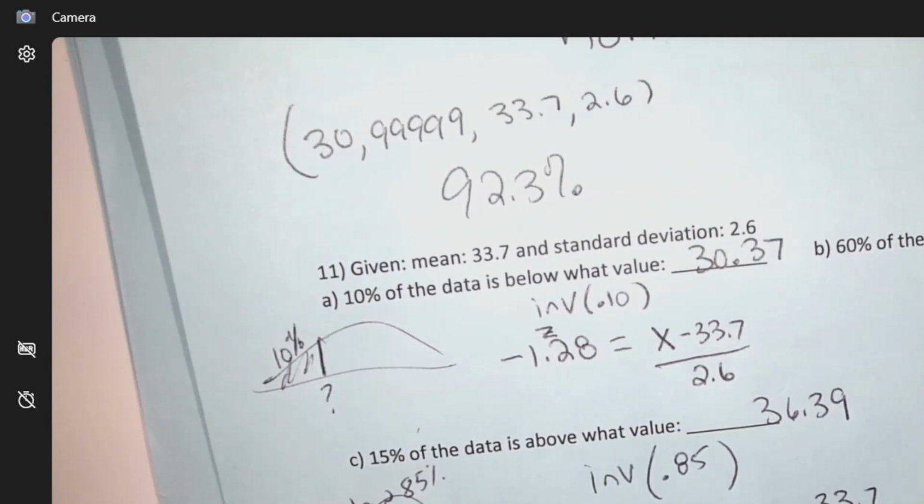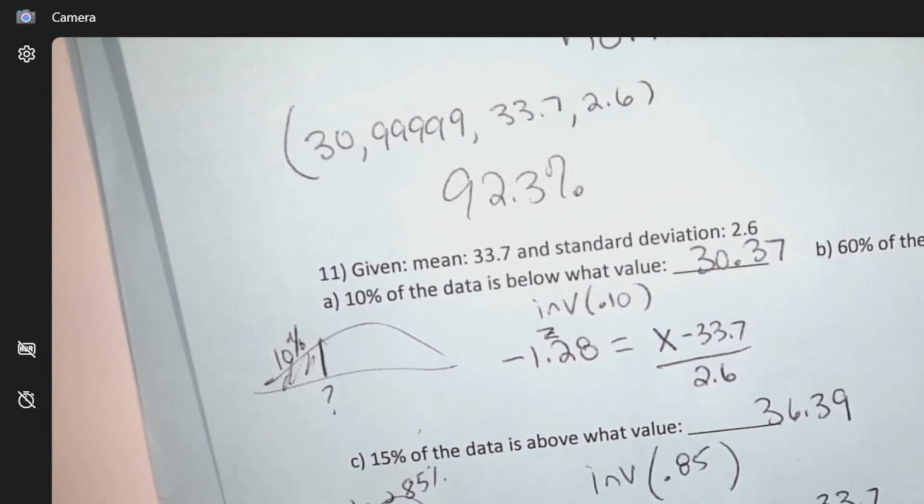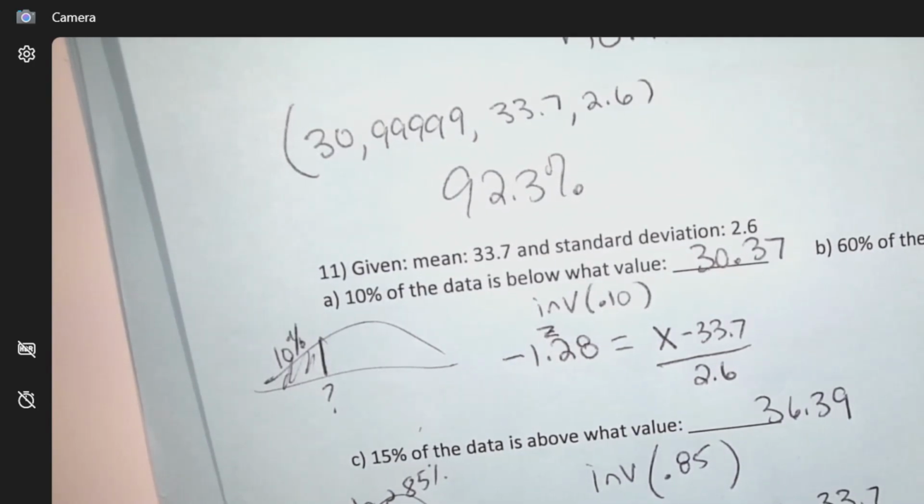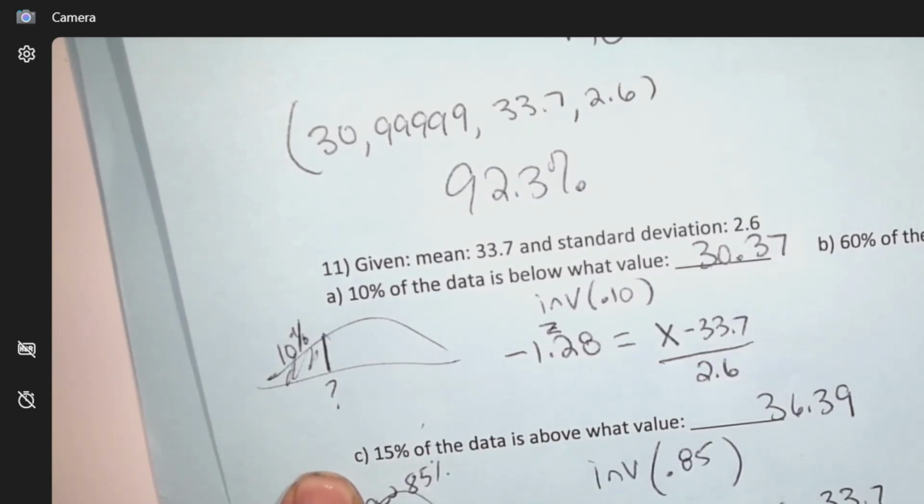I swear it's coming from, no, it's coming from that side. It's totally coming from there.